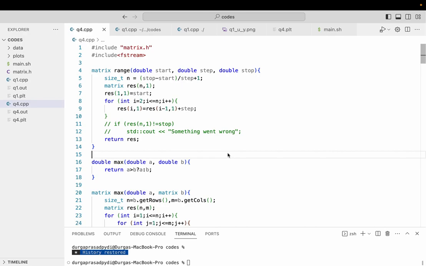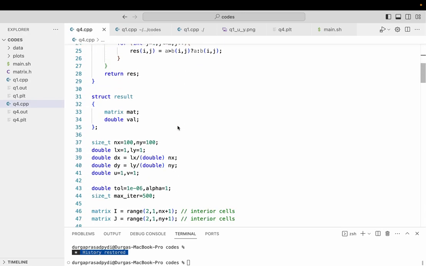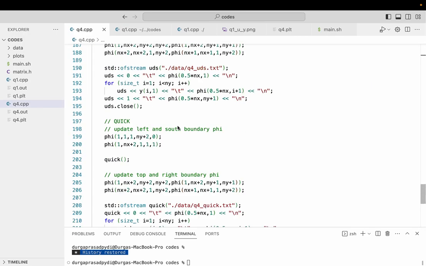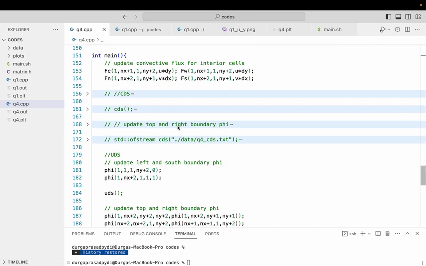So these are just some helper functions. The only thing that we need to consider now is how do you update this. So F east, F west, F north, F south are where you have to update them appropriately. So this is a CDS. Since we know that for this particular problem CDS won't work, I am not showing it, but the code is straightforward.